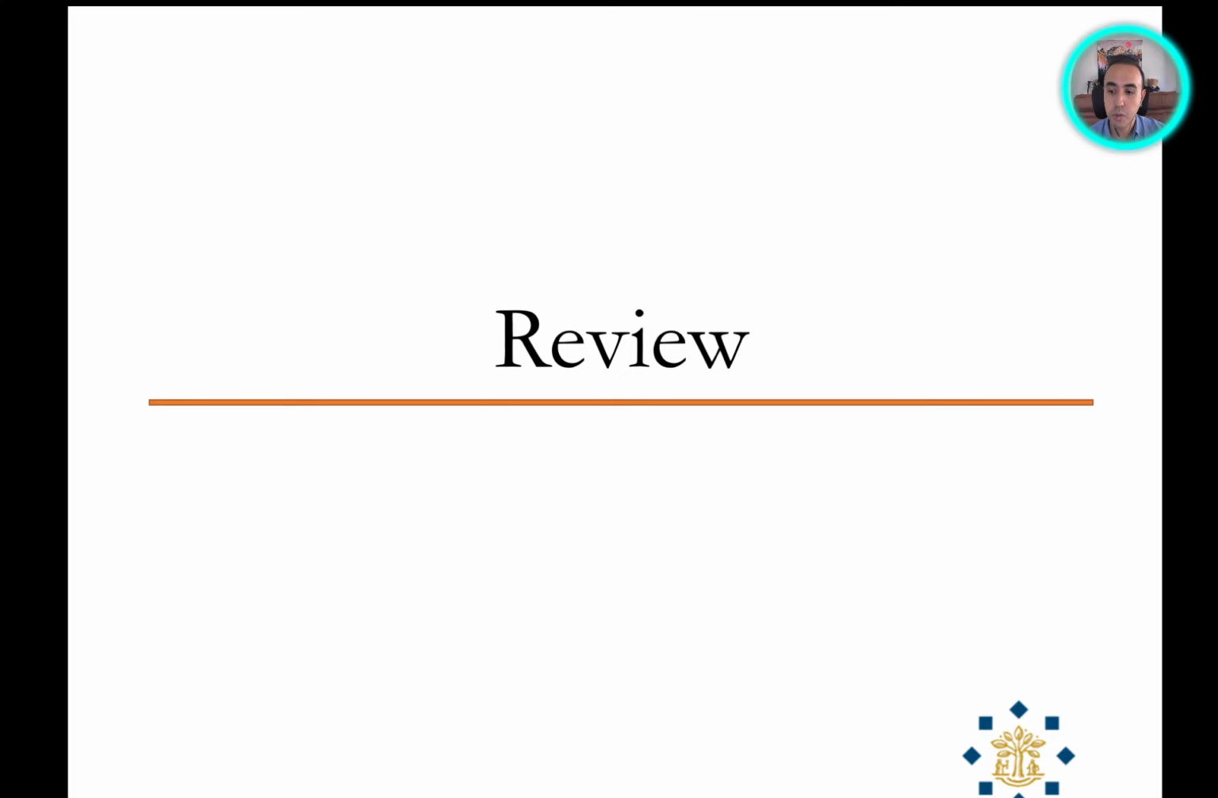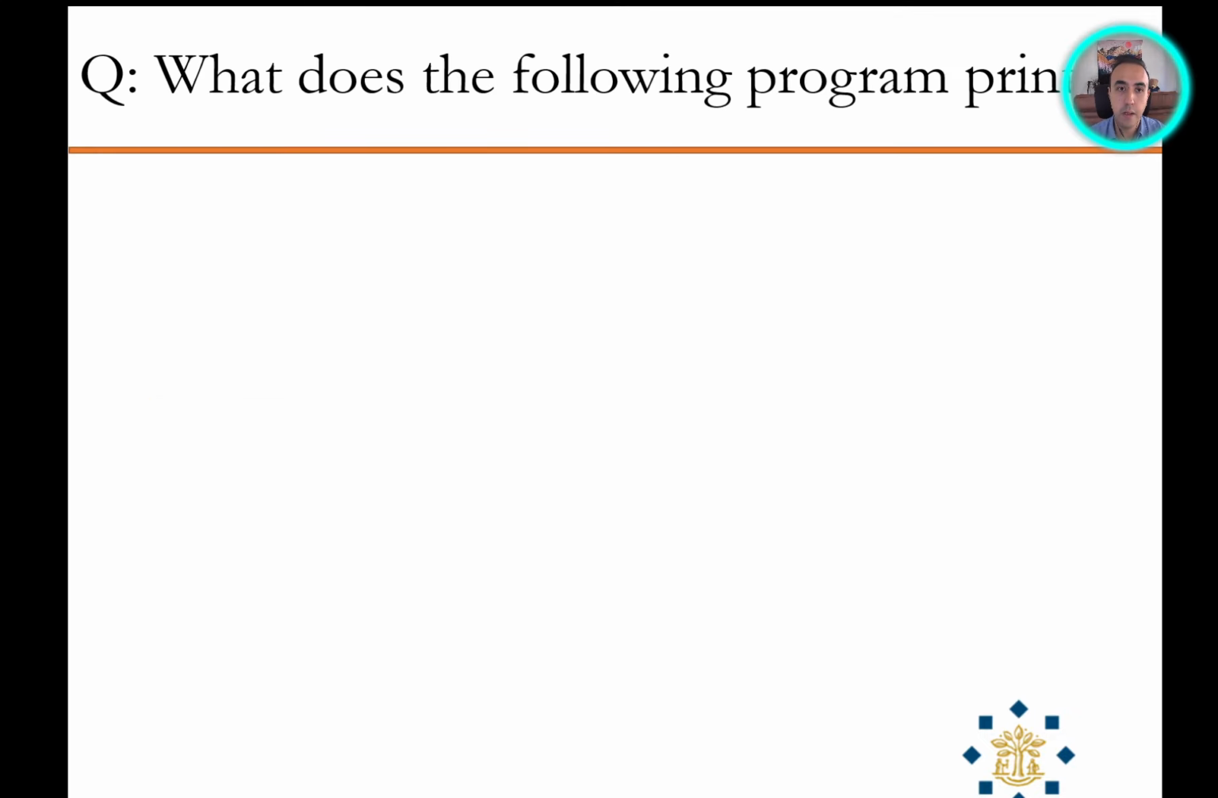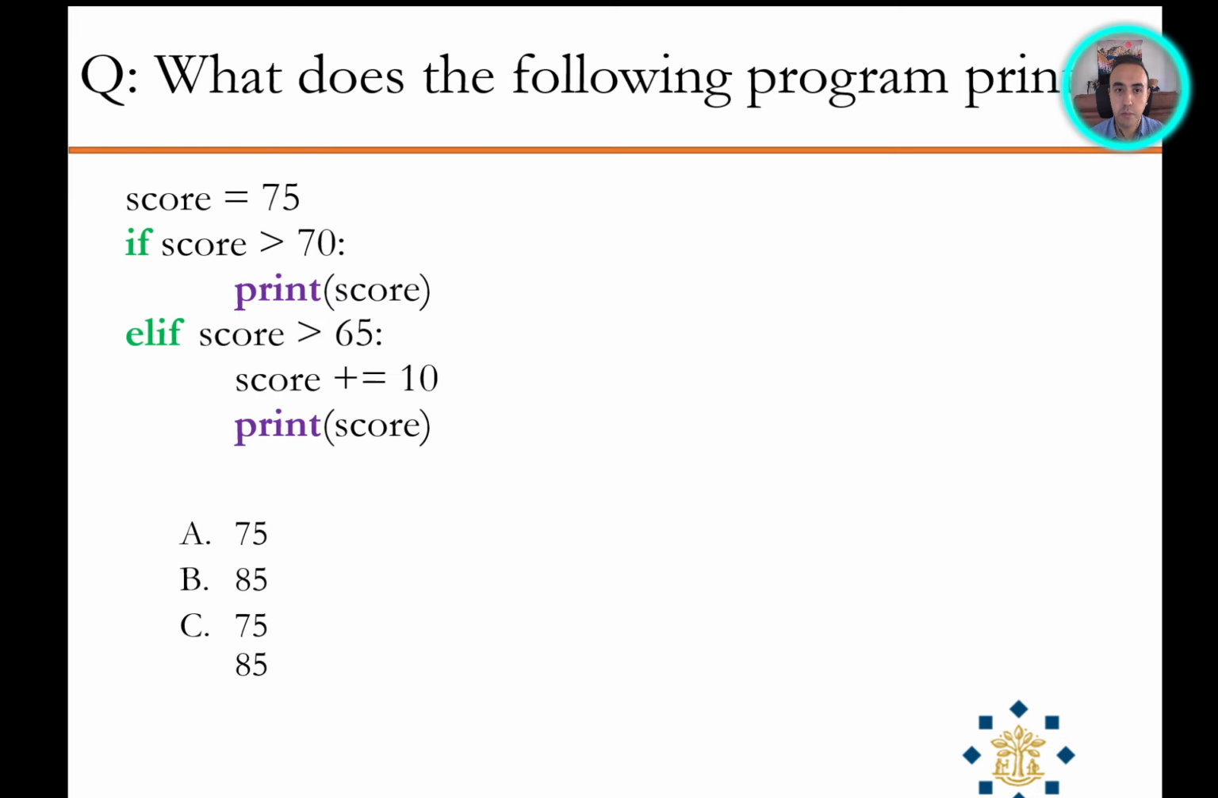All right, so let's do a quick recap. What is the following program print? Okay, so let's do: 75 greater than 70. True or false? True. So we print 75.